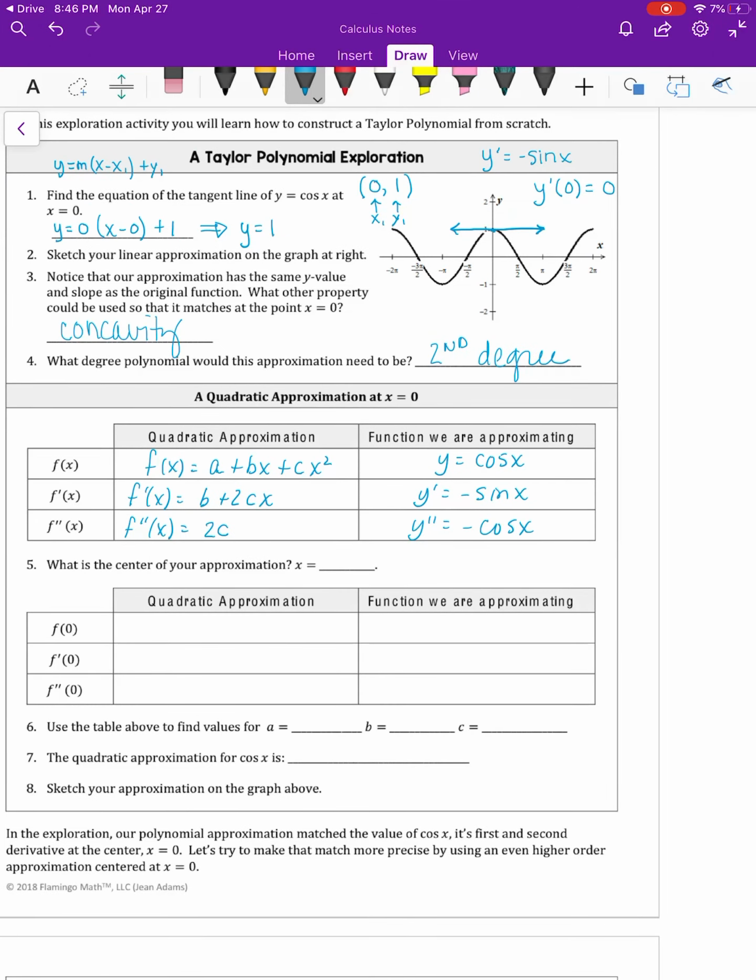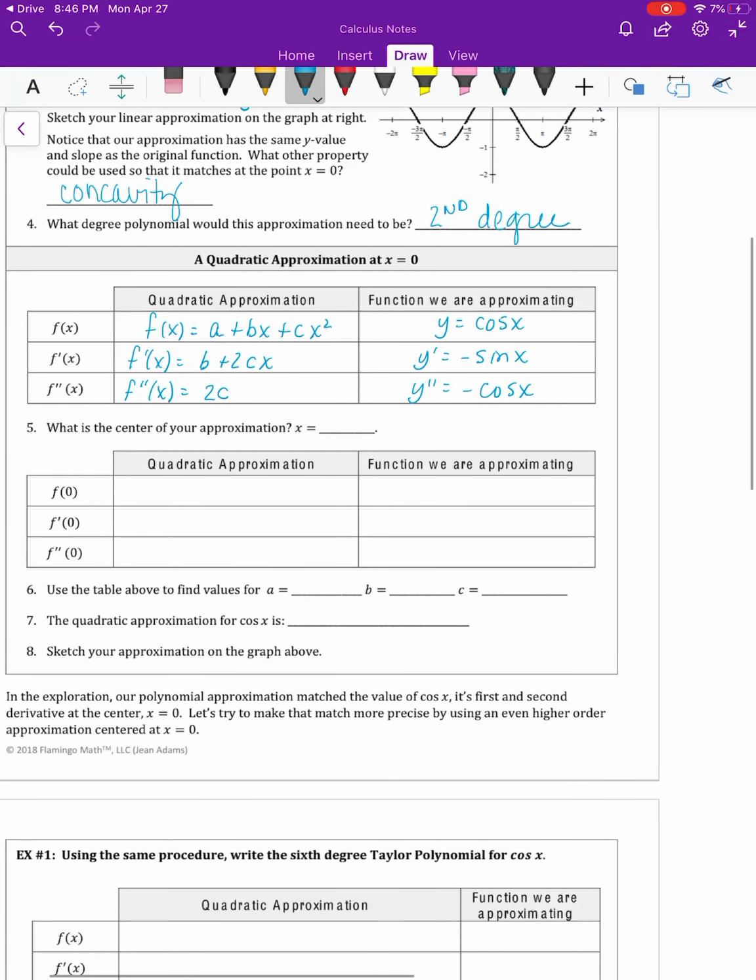So that's kind of what we're talking about, where if I want a quadratic approximation, I'm going to think of a quadratic function with a, b, and c, and I want it to look, at least for 1 point, or maybe even a few more points, exactly like y equals cosine x, centered at x equals 0, okay? What is the center of your approximation? x equals 0. Okay, that's the center of my approximation.